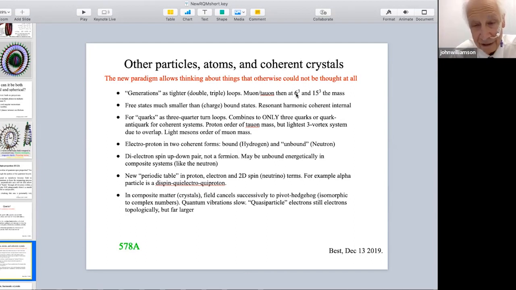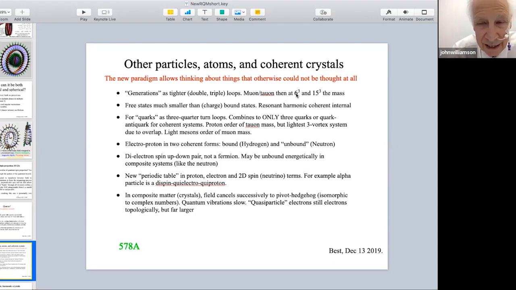And if I look at six of these objects, then the number of possible boxes becomes 15. There are 15 ways of making two out of six. So I should expect to see things which are exactly the same as the electron, still massive bound states of the photon, but at 6³ times the mass and 15³ times the mass. And guess what the mass of the muon is with respect to the electron, and the mass of the tauon with respect to the electron. They're within a few percent, both of them.